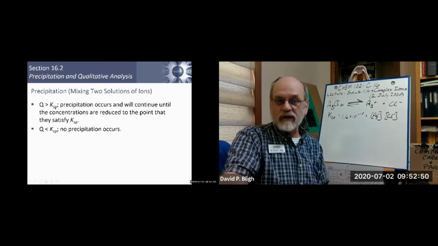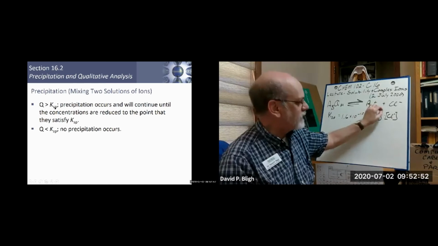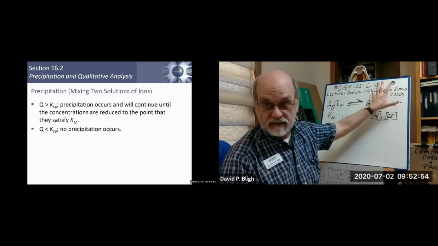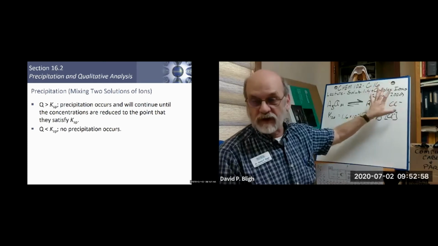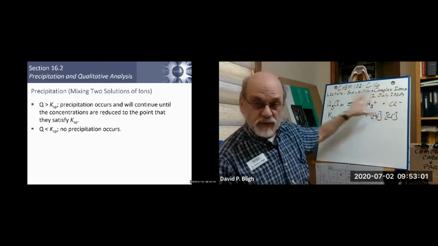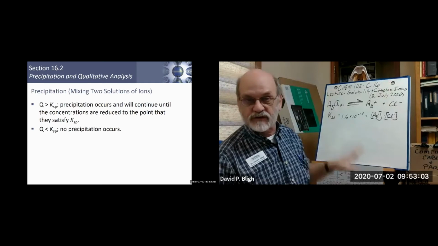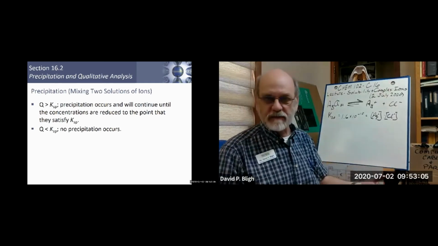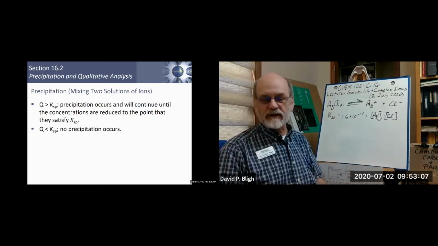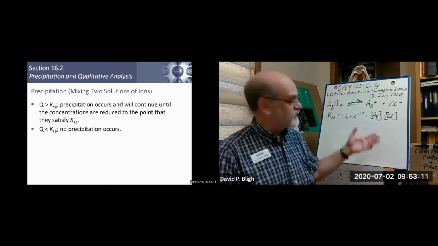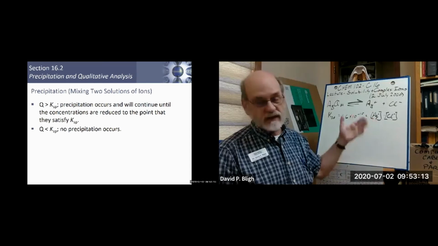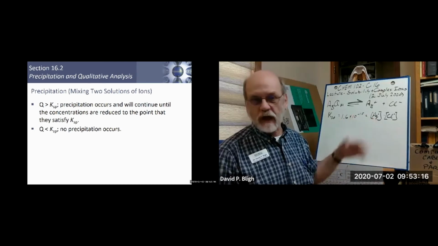If the Q is greater than the KSP, that means you've got more on this side, right? More on that side than you would have at equilibrium. So you're going to get some of it to precipitate. So if the Q is larger than the K, then you would expect some of the ions to precipitate into the solid. If the Q is less than the KSP, then you will get no precipitation, no solid form.